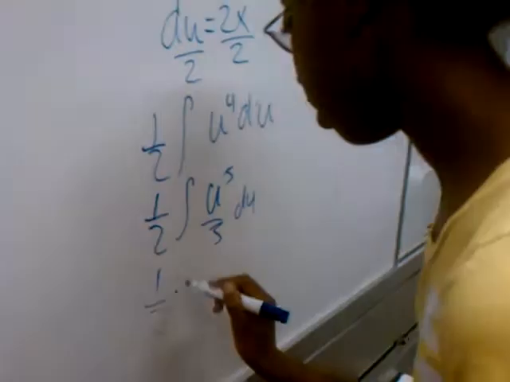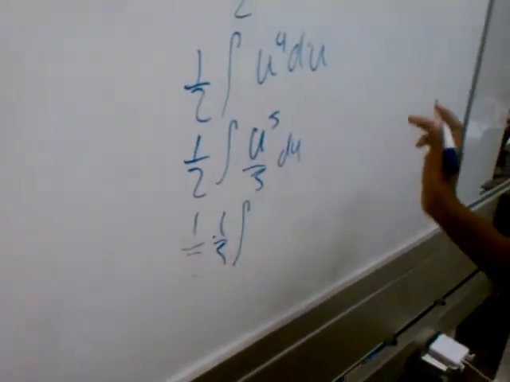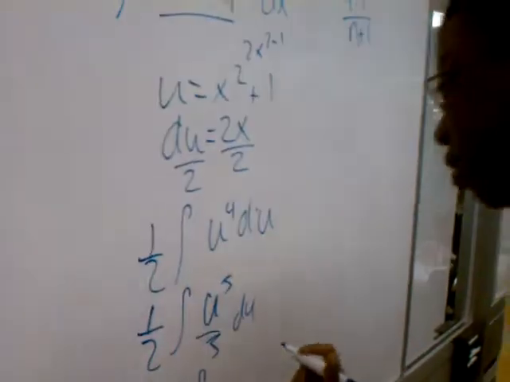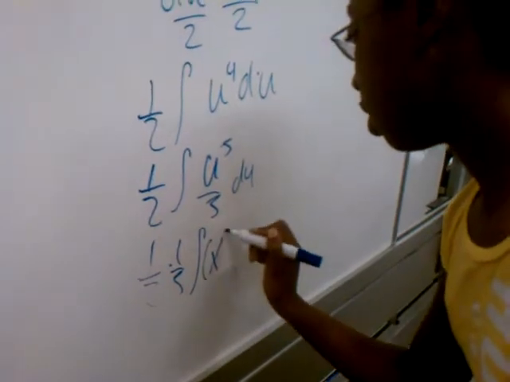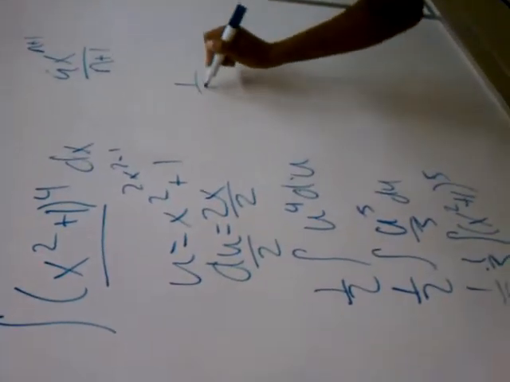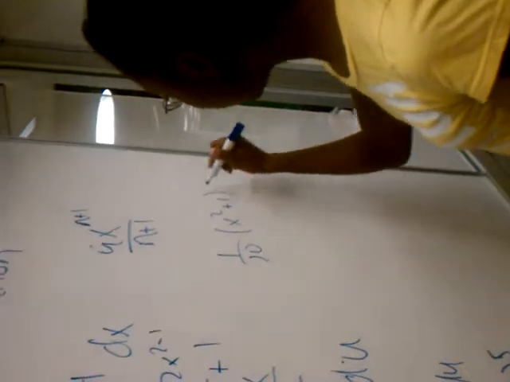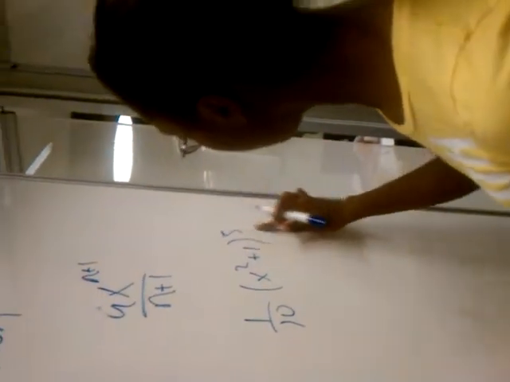Now we can pull out our 1/5, which is right here on the bottom, and we can sub in what we had before in the original equation. So we have x squared plus 1 to the 5th power. And the overall answer for that is 1/10 times x squared plus 1 to the 5th power, plus c.